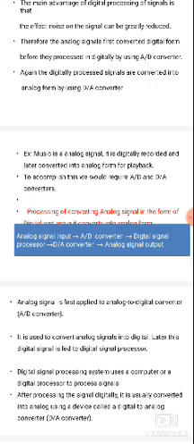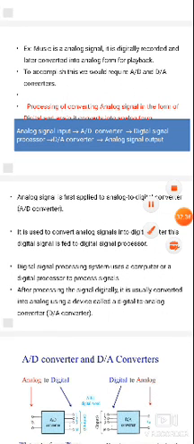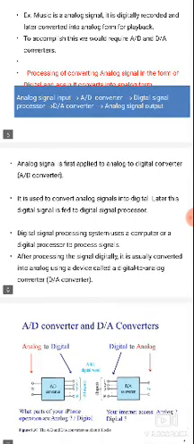A to D is nothing but analog to digital. So analog signals will be converted into digital. The analog input is in the type of voltage or current. It will be changed into discrete values, meaning binary ones and zeros. After conversion, the binary ones and zeros are the input values, and the binary ones and zeros will be converted into analog output like voltage or current.